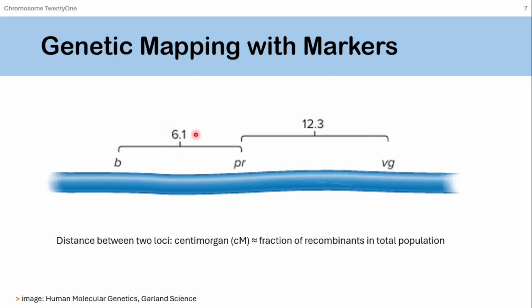We want to get to know these values, but what we know is that there is a recombination frequency between B and PR, and a recombination frequency between PR and VG, and there is a higher recombination frequency between PR and VG compared to B and PR. So we already know that there should be a smaller genetic distance between B and PR compared to PR and VG, but this exact genetic distance is calculated from the recombination frequency. And how exactly, we will look into further in the slides.